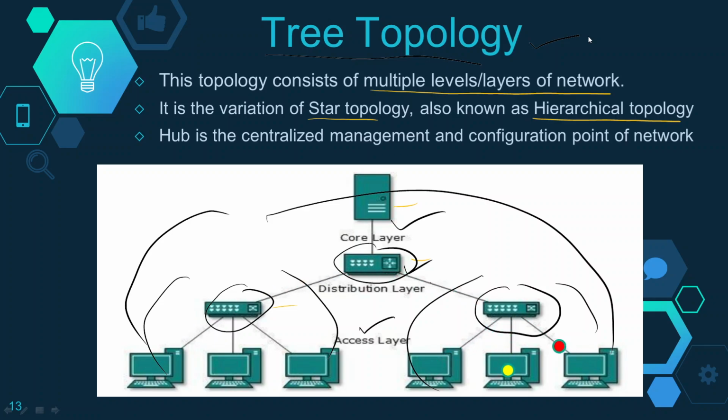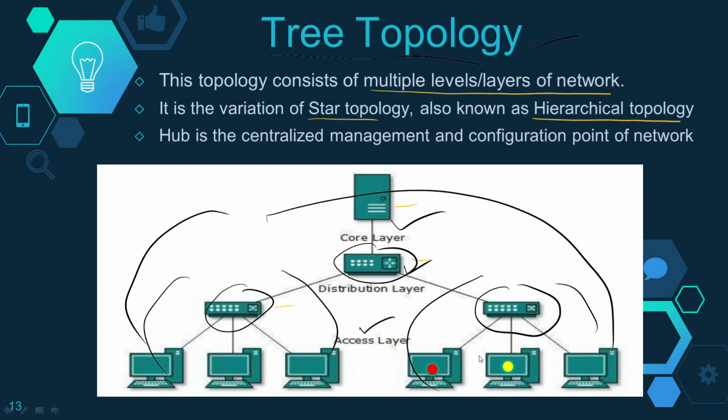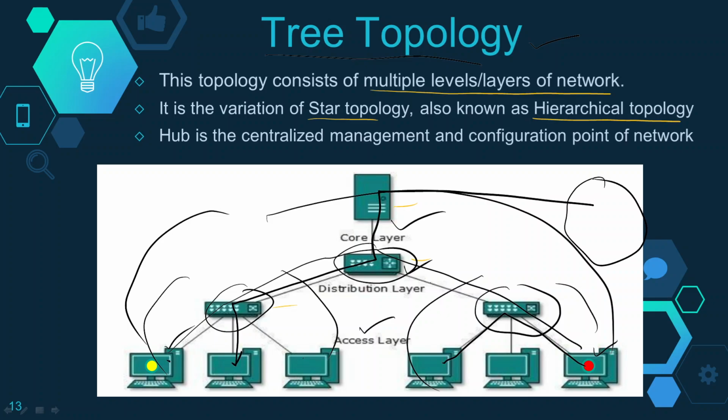How does data communicate in this topology? Let's suppose a computer wants to communicate with another computer that is in the same lane; the data flows from this to this. And when a computer wants to communicate, let's suppose this one wants to communicate with this one, then it travels through the distribution layer. And if some computer wants to go outside this whole network, then it goes to the distribution layer and then to the core layer, and then it goes outside the network.